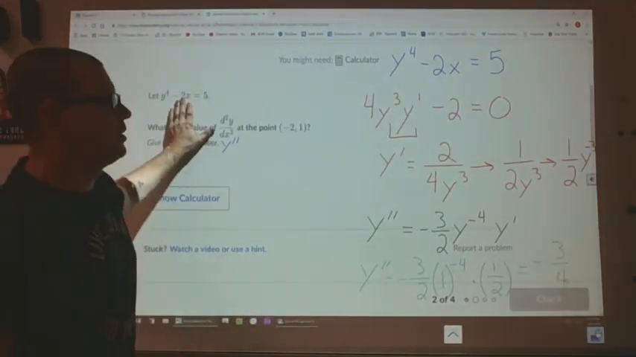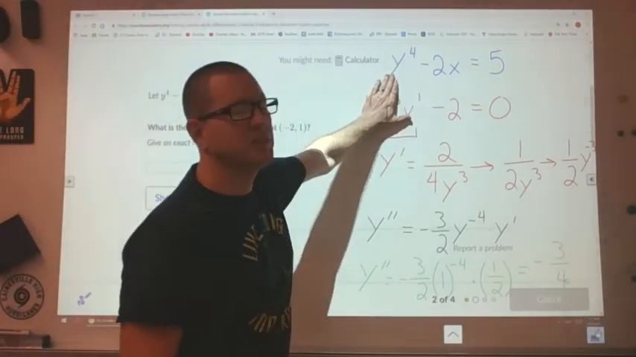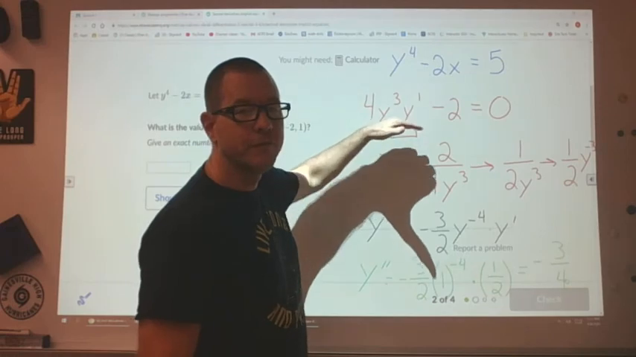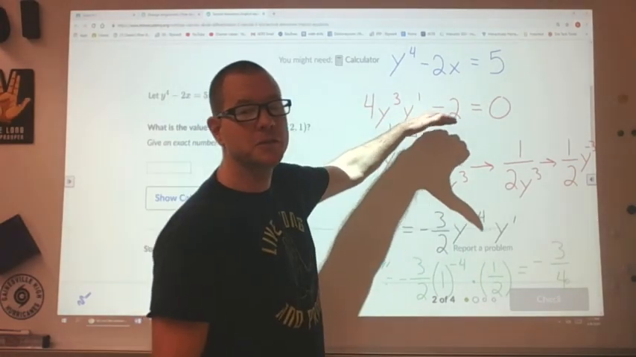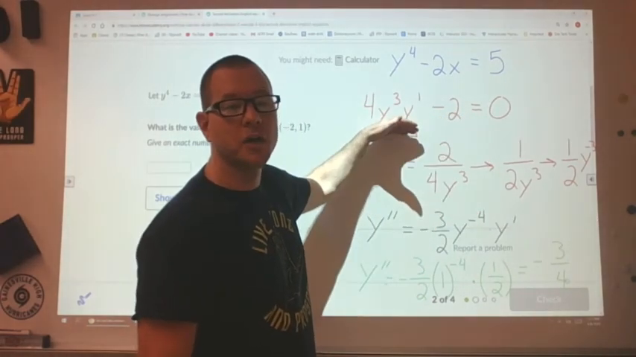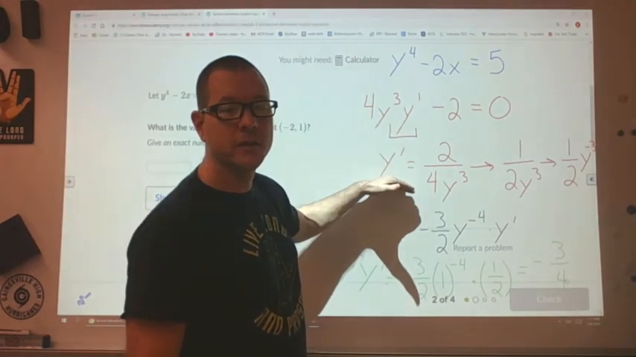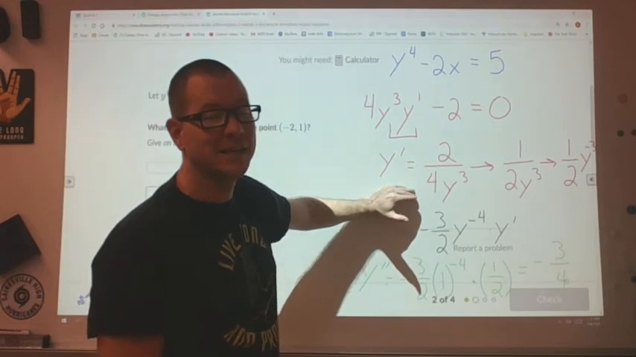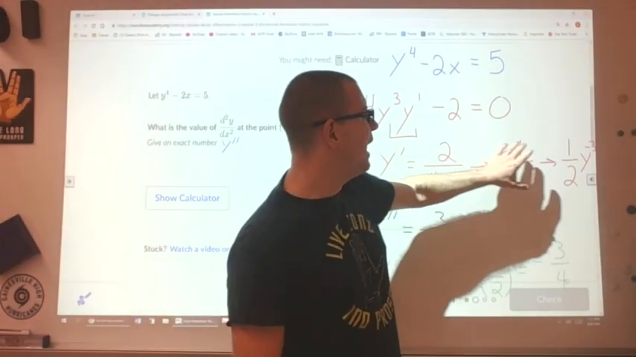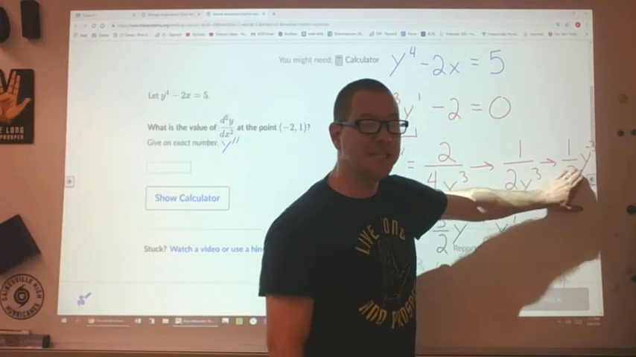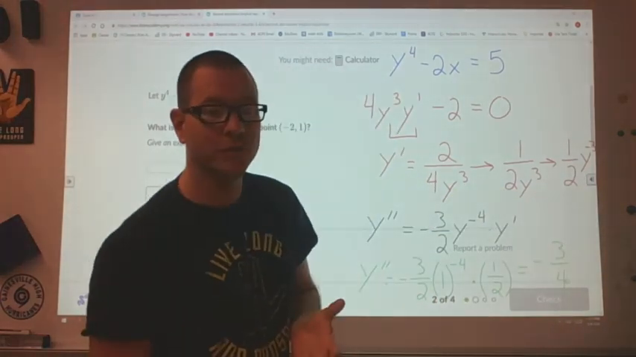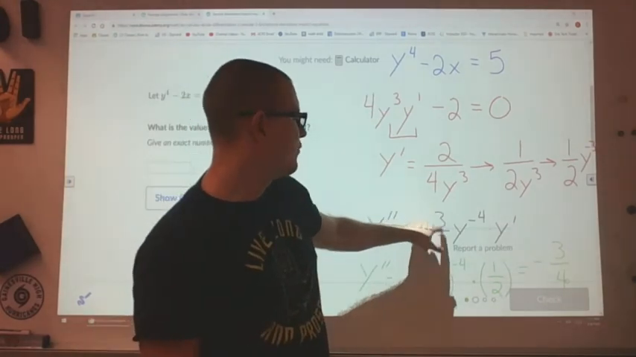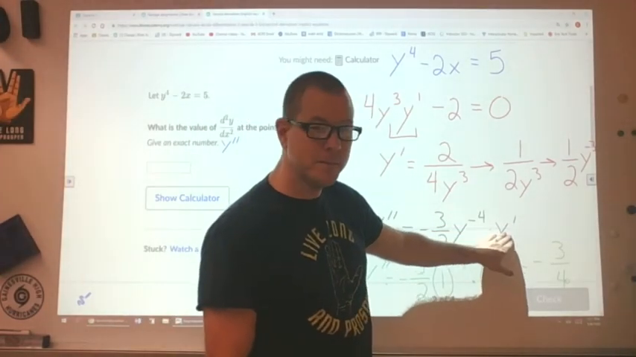I took my expression. I decided I don't want to try to solve for y. I'm just going to differentiate implicitly, so I did that: 4xy cubed minus 2 equals 0. I solved for the first derivative, and because I knew I was going to be taking the derivative again, I simplified and then changed the form to one that is easier to take the derivative of, a power form. That got me my second derivative, negative 3 halves y to the negative 4 times y prime.